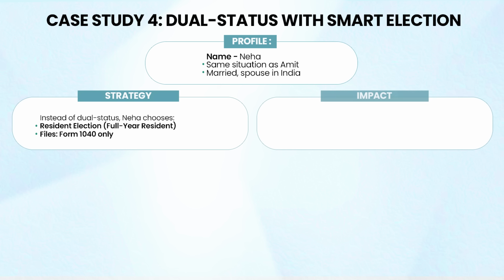Now let's understand what this means for her income reporting. Since she has chosen to be treated as a full-year resident, she must now report her worldwide income for the entire year. This includes both her full US income and her India income for all 12 months of the year, not just for the resident period.